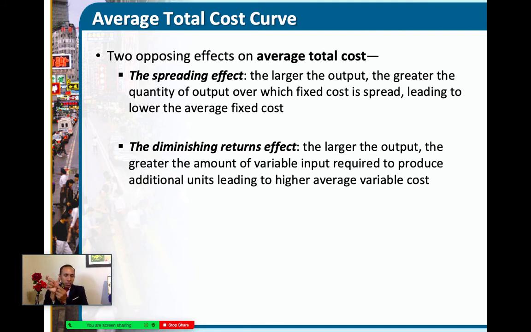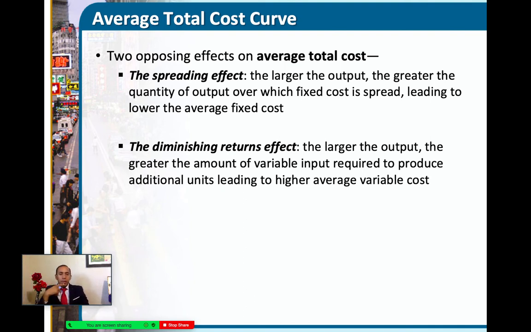And after you reach that minimum cost point, or right in the center, you experience the diminishing returns effect. As the output increases, or the larger the output, 3, 4, 5, 6, 7, 8, 9, 10, the greater the amount of variable inputs that need to be employed and paid for, and so on. So it increases your variable costs, and that's what pushes the curve up.